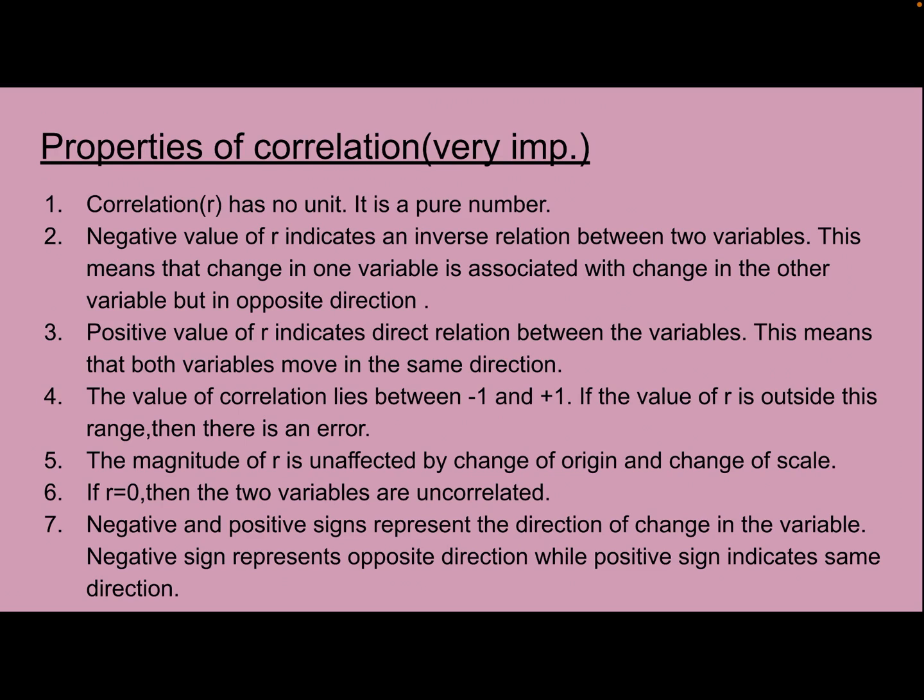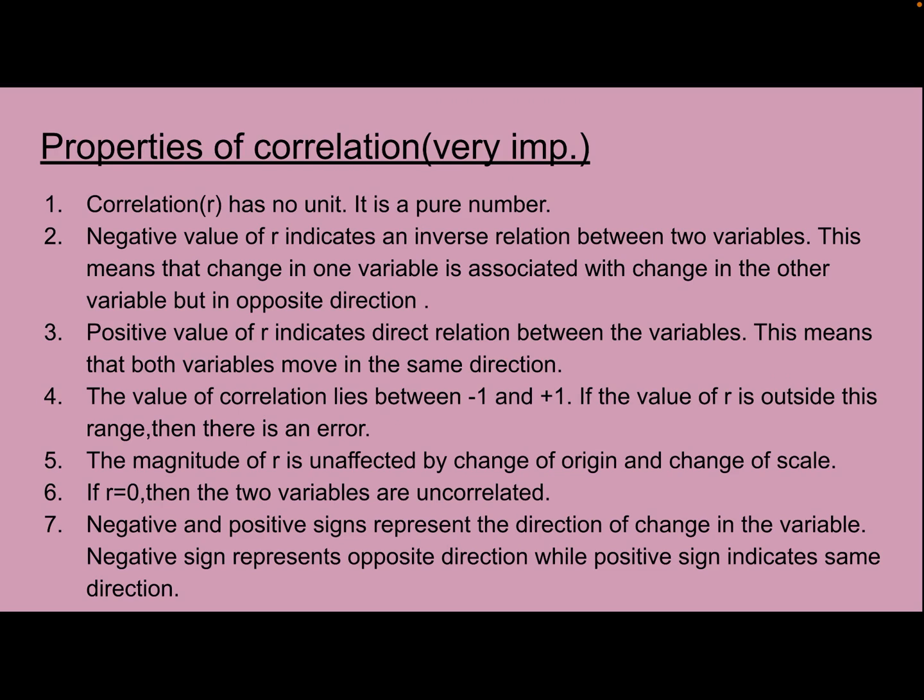Sixth property, if r is equal to 0, then the two variables are uncorrelated, because r stands for correlation, and if the correlation is 0, then that means there is no correlation, right?